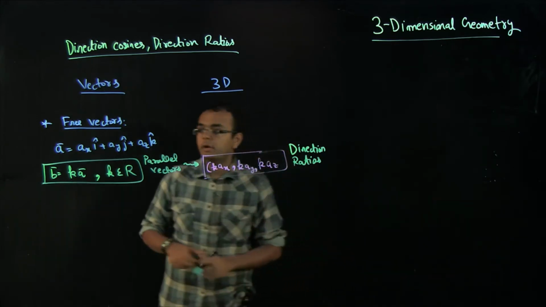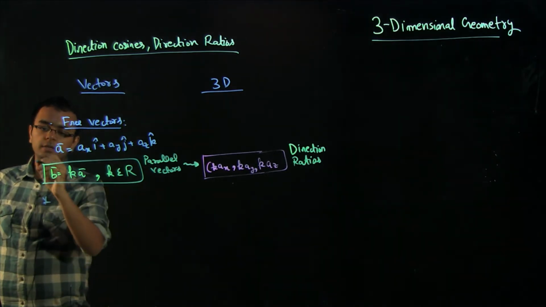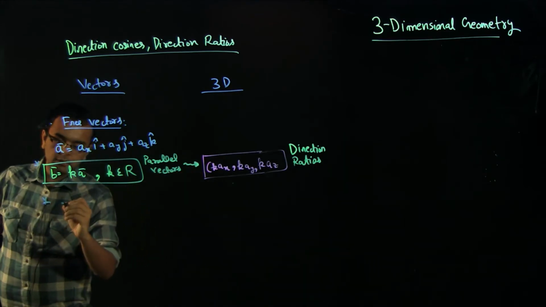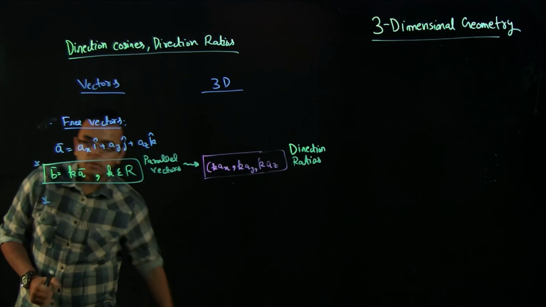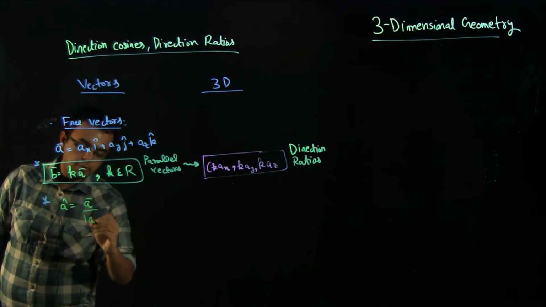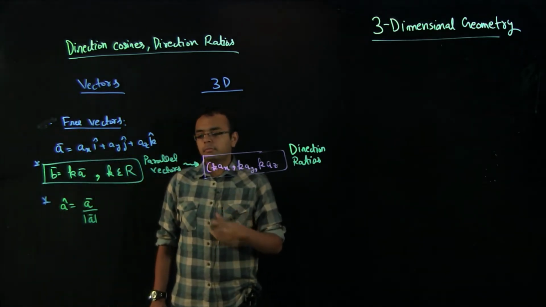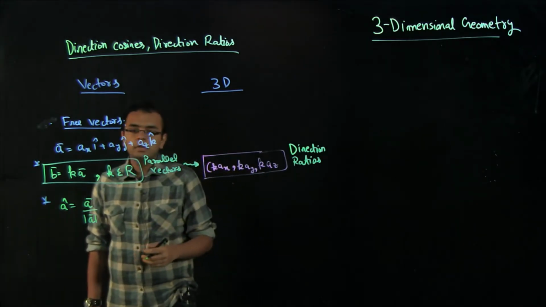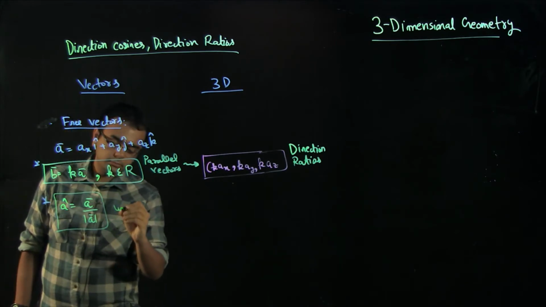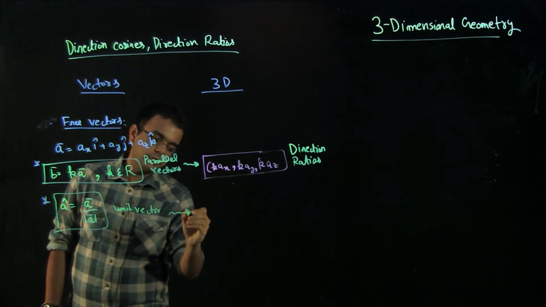Similarly, we have a unit vector. So maybe you can easily understand it like this: we have a free vector A, then a parallel vector is this, and direction ratios are that, and then we also write A cap. A cap is nothing but a unit vector. We have already discussed this. A unit vector is a vector of magnitude 1, so you divide by the magnitude of A. And that is nothing but direction cosines.